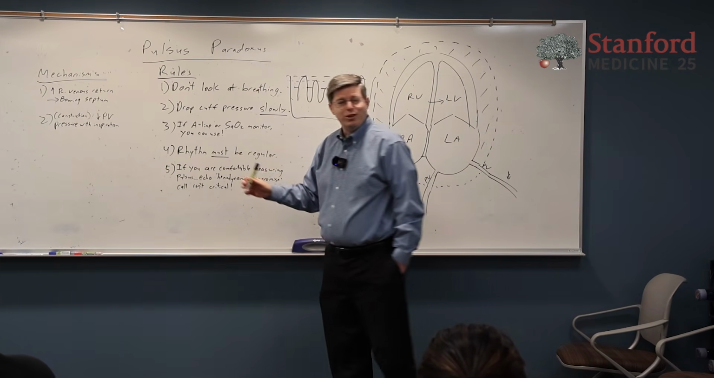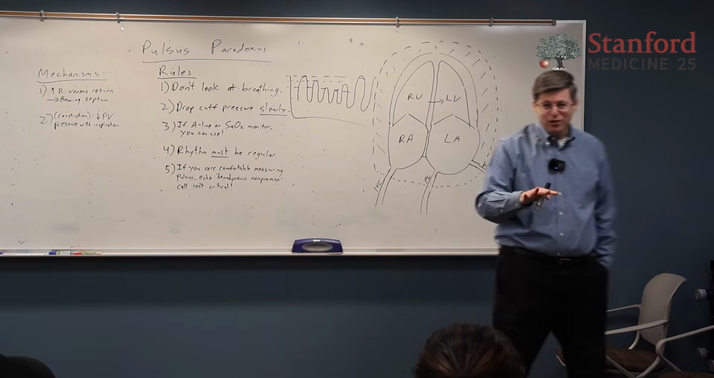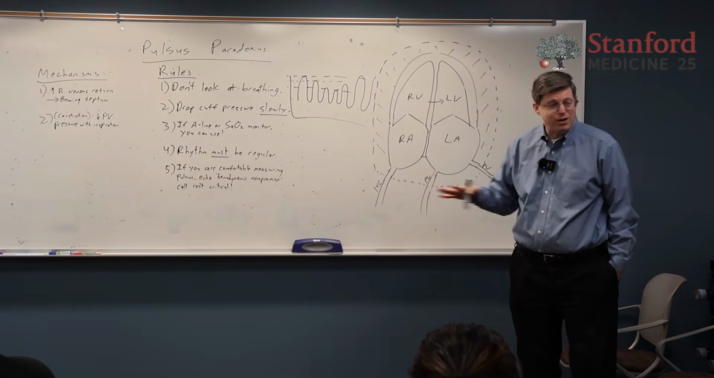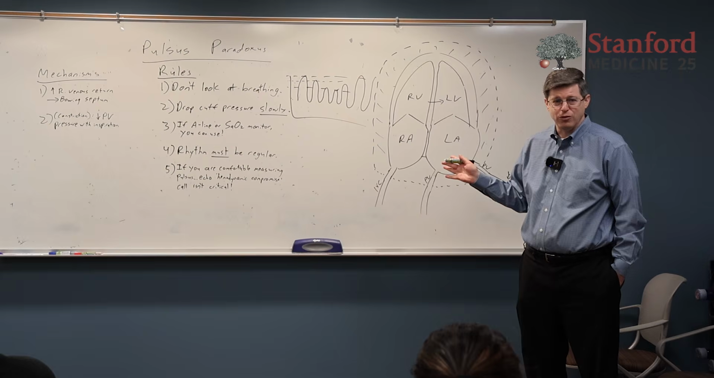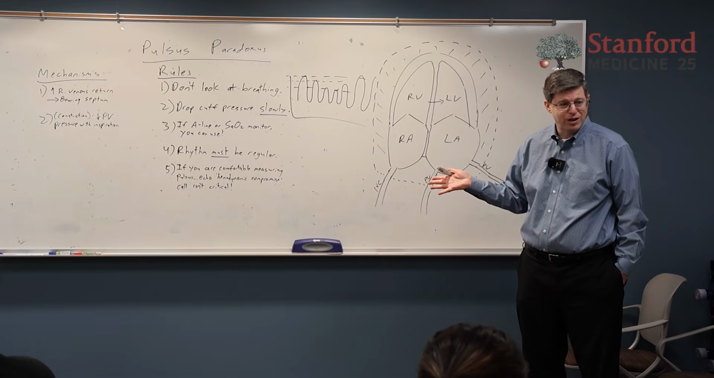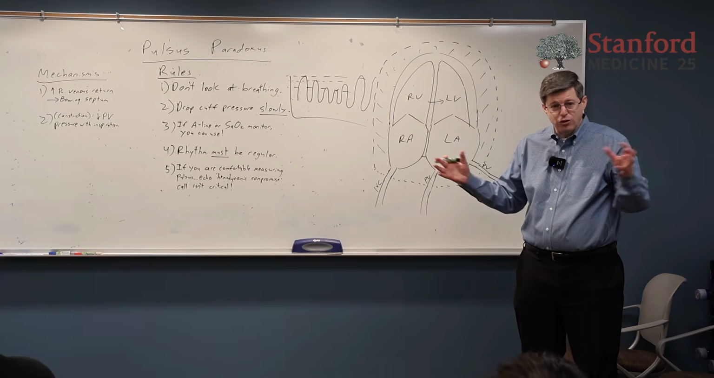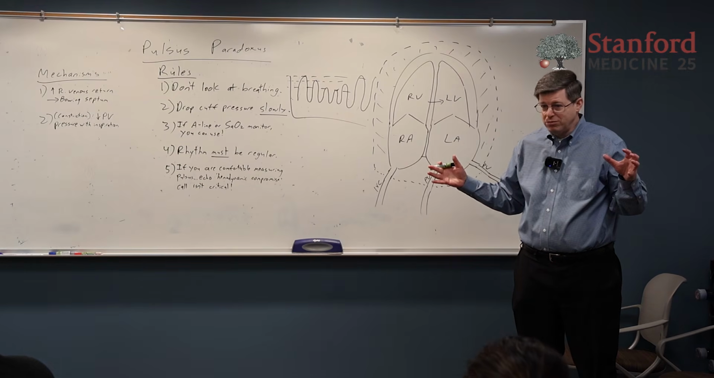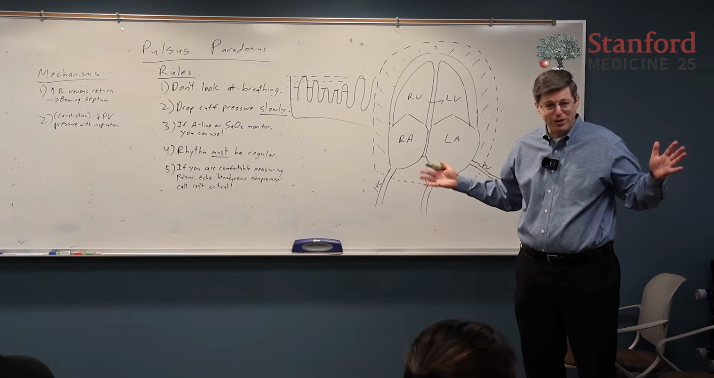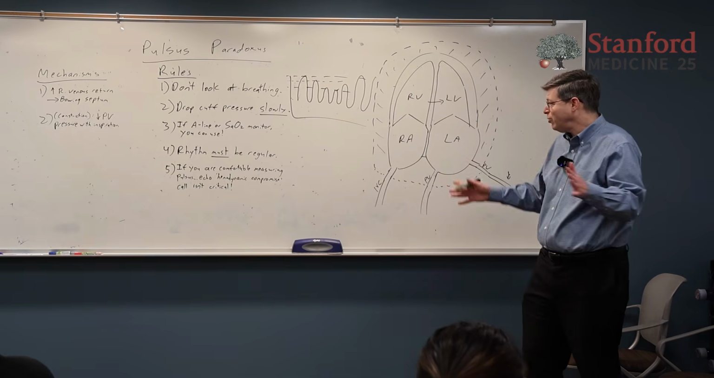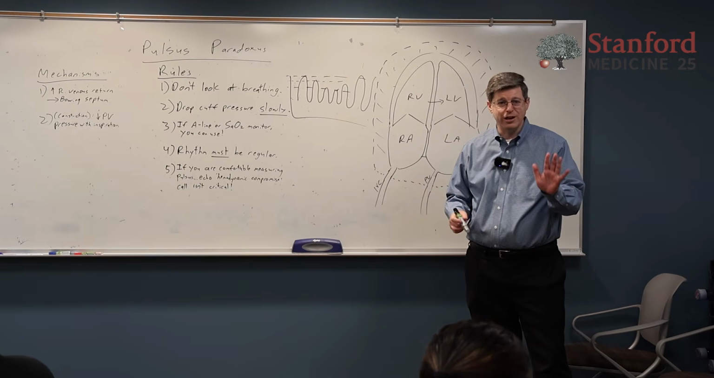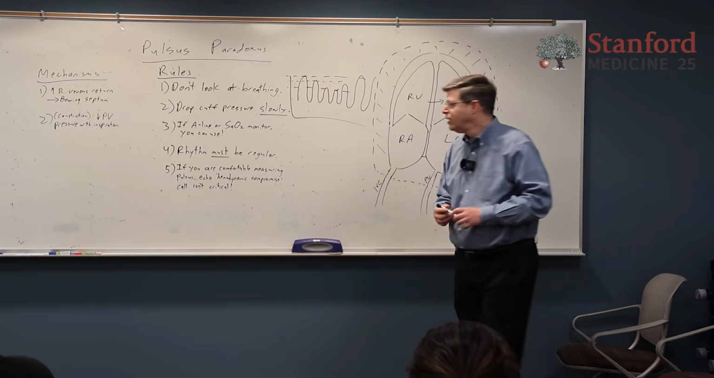Okay. Number four, the rhythm must be regular. If somebody has an irregular rhythm, they're in AFib, or they're having ectopy all over the place, forget it, this doesn't work, right? Because now, if you have an irregular rhythm, the ventricle is going to be more or less full, dependent on how big the RR interval is. So you cannot measure a pulsus in somebody without a regular rhythm, okay?